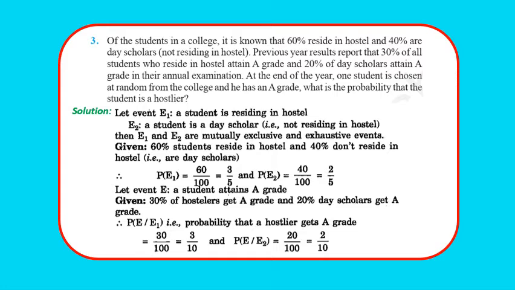So let E1 be the event that the student is residing in hostel and E2 is the event that the student is a day scholar. So probability of E1 is 60 upon 100, which is 3 by 5, and probability of E2 equals 40 by 100, which is 2 by 5. Now let E be the event that the student attains A grade. Now it is given that 30% of hostelers get A grade and 20% of day scholars get A grade. So probability of E upon E1, that is a hostelier gets A grade, is 30 upon 100, which is 3 upon 10, and probability of E over E2, that is a day scholar gets A grade, is 20 upon 100, which is 2 by 10.